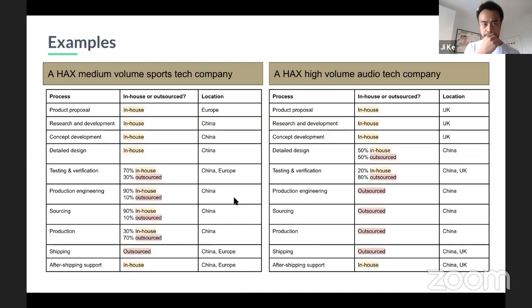What I just described are four or five different models, and it does not necessarily require you to be either fully outsourced or in-house, right? A lot of startups do, in fact, have some outsourced and some in-house. And we have two examples here. One is a medium volume sports tech company, and the other one is a high volume audio tech company. Both are Hax investments. They have a very different approach.